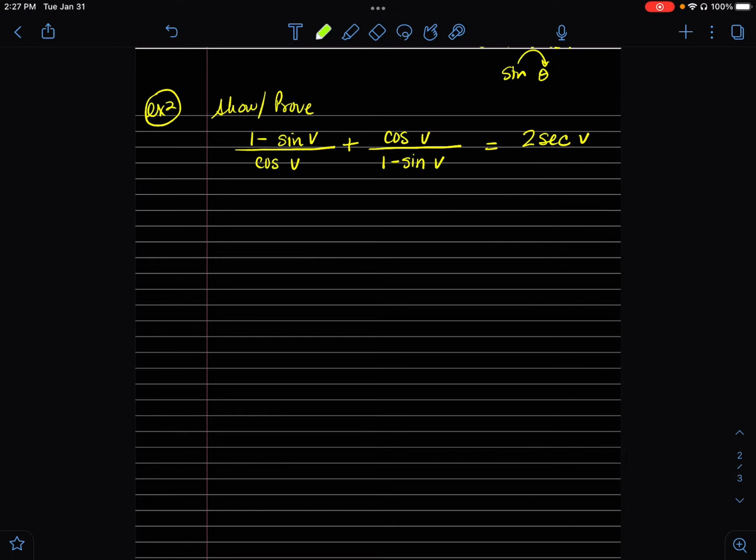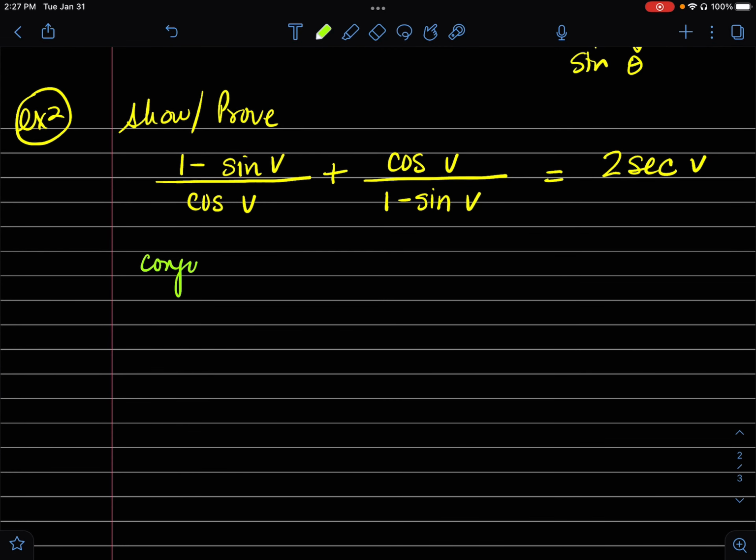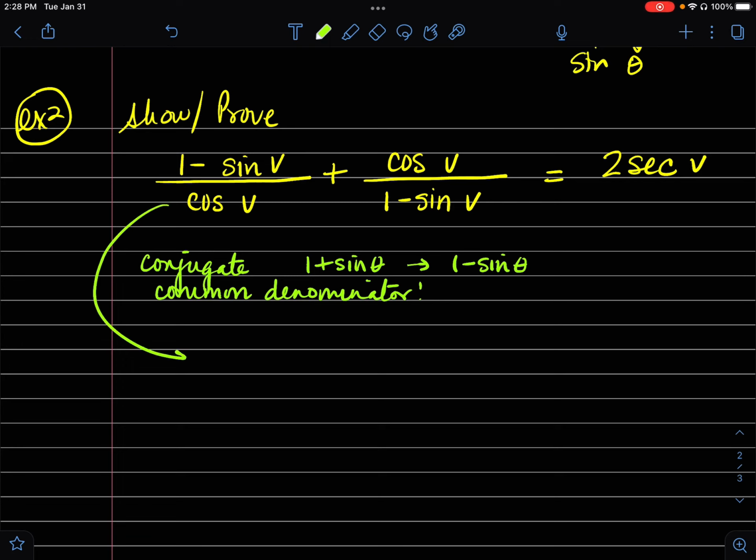when it seems like we've hit a wall, we either multiply by the conjugate, which I have explained in class, that if I have 1 plus sine theta, its conjugate is going to be 1 minus sine theta. Either we do that, or we will have to make common denominators. One of those possibilities. Now, there's no point in multiplying by the conjugate here because we have two separate denominators.